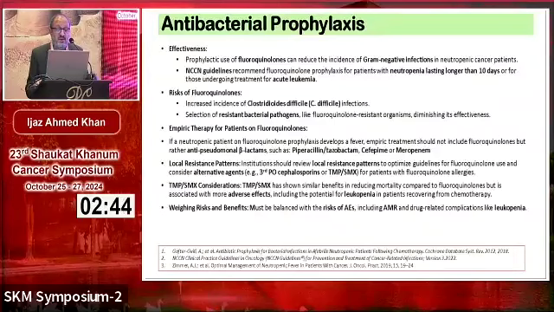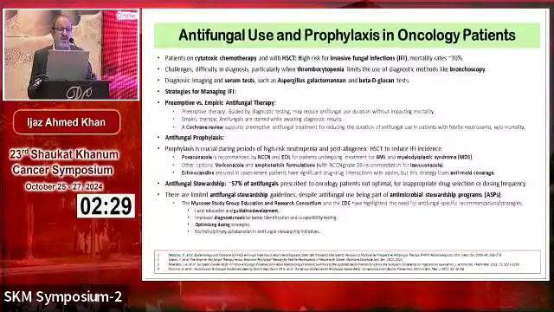Local resistance pattern plays a great role, so you review your local resistance pattern. Septran is another prophylactic agent which is available, which has a good benefit, but it also has adverse effects, so you have to weigh the risks and benefits as well. Antifungal, we talked about, again, preemptive and empirical therapy. There is definite support for this preemptive therapy from a Cochrane review, and then for febrile neutropenia as well.